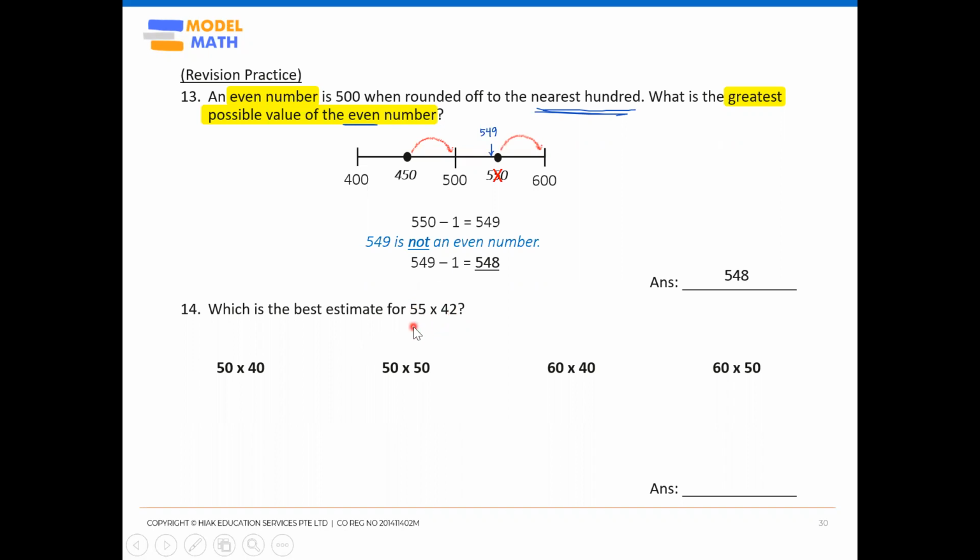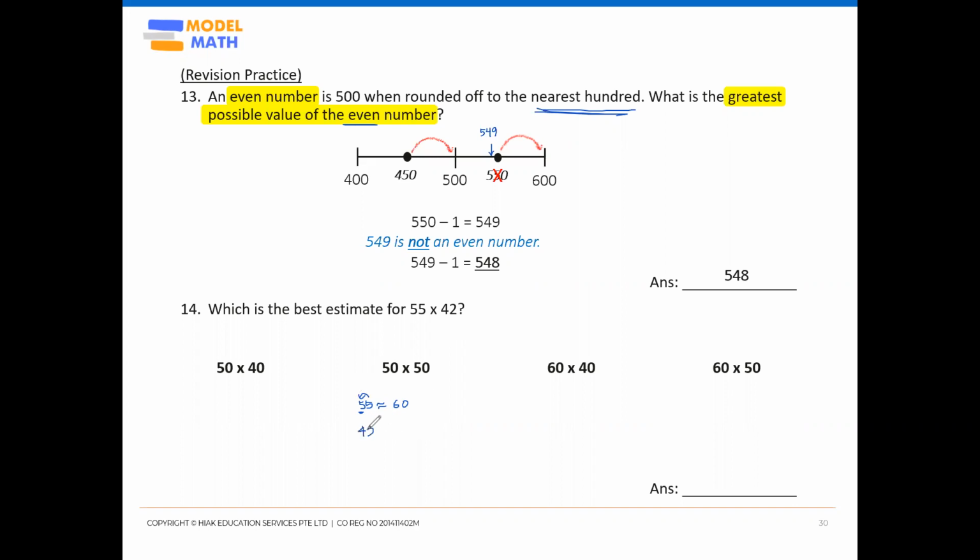So 55, let's round this off to the nearest tens. You underline your tens place. Look at the neighbor on the right-hand side. The neighbor is a strong number. 5 onwards is a strong number. So it will help the underlined place to level up. So the underlined one becomes 6. Everything else behind the underlined one turns to 0. This is your rounding off for 55.